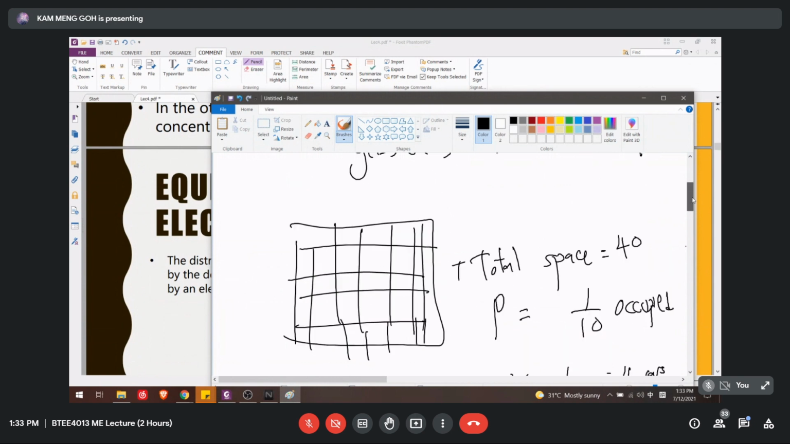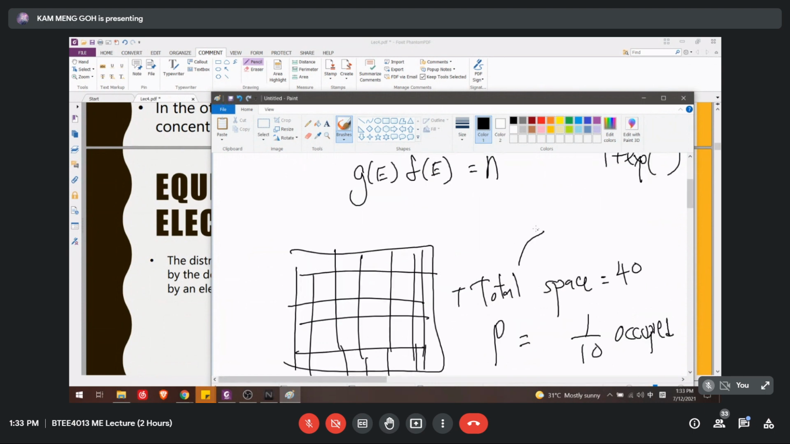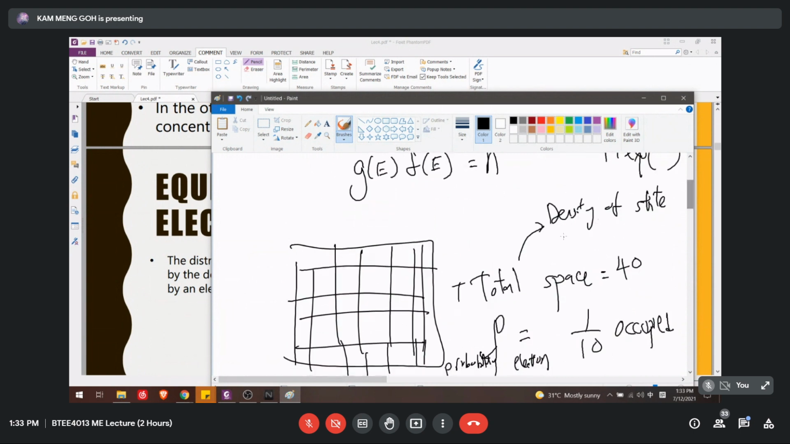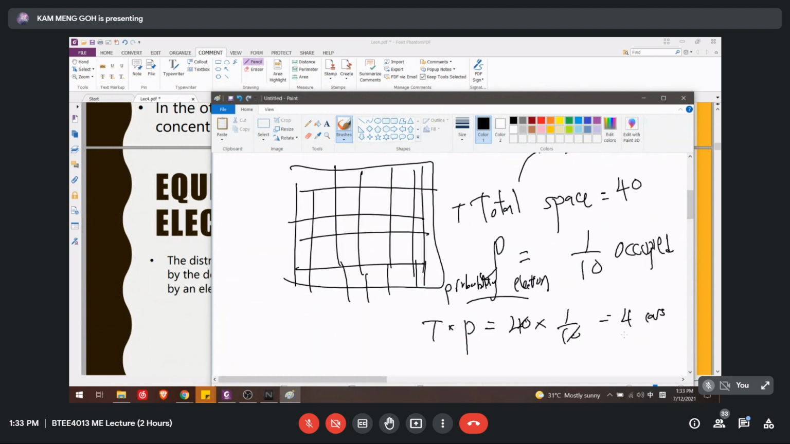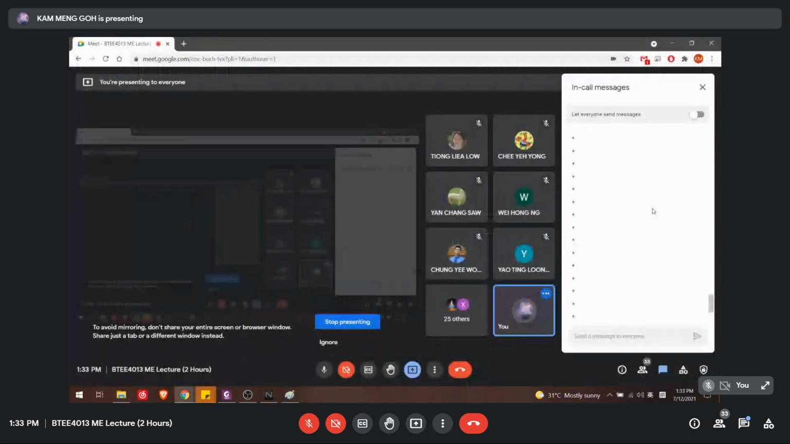Okay, same thing as a concept in here. Total space, imagine it as the density of the state. Then probability of the electron. So by multiplying density and the probability of electron, you can know roughly how much is the electron over there. Conceptually, can you understand this? Any question in this concept? Can you understand?